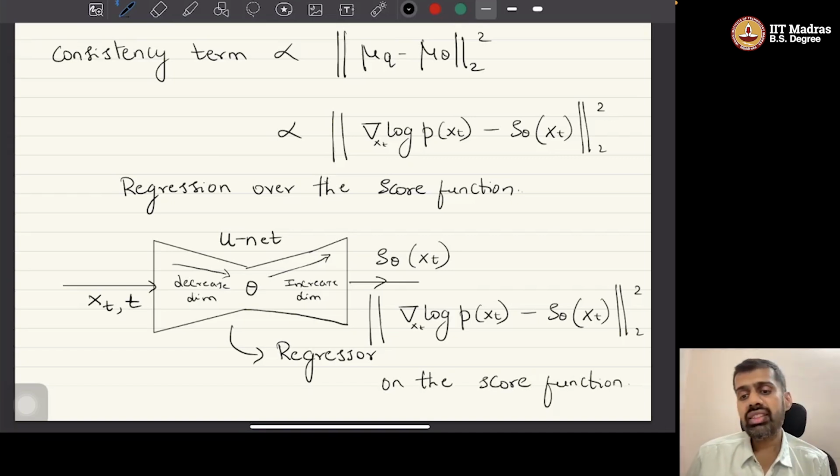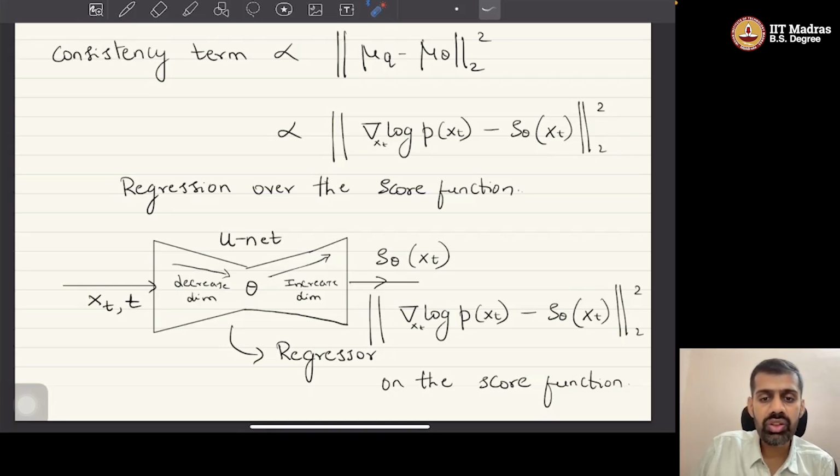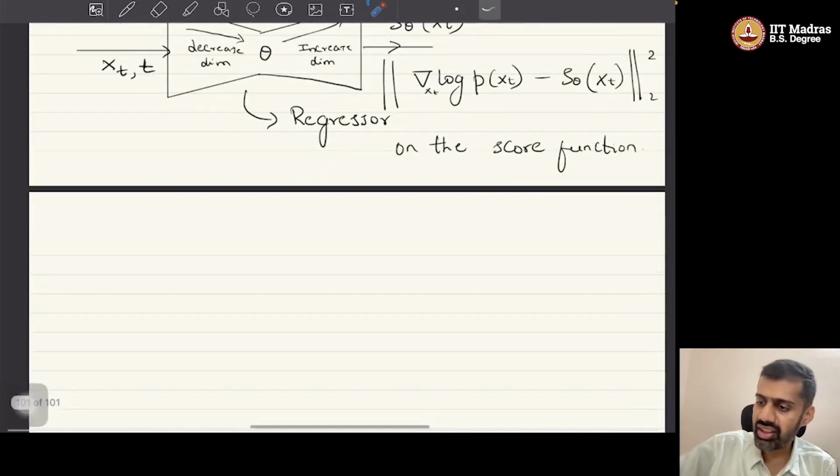Okay. Now one might ask this question. In all the other interpretations, we knew what the true data point was, or the true mean was, or the true added noise was, so that we could regress upon, right? So now here, s theta of xt is the output of the neural network, fine, but how do we know what the true score is? Right? So we don't know what the true score is. So it turns out that we know what the true score is. So let us write that down.